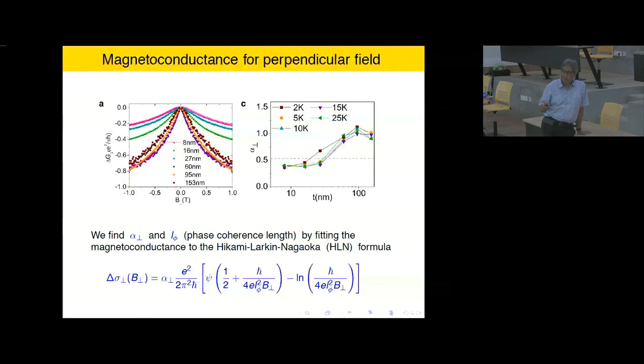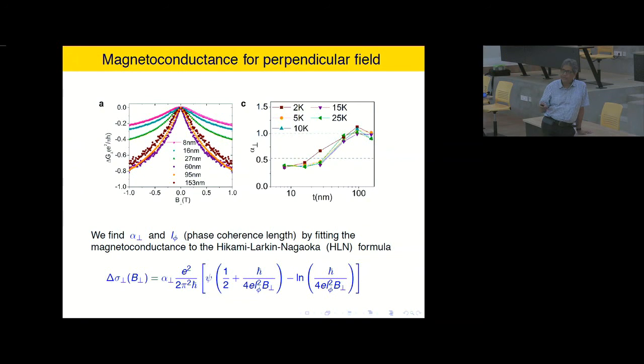Now given this data, there are two quantities that you can calculate by fitting the magnetoconductance to this famous formula by 3 people, Hikami, Larkin, Nagaoka. So it's a complicated formula. This is the digamma function. And so there are 2 parameters which appear here. One is the phase coherence length, which is L phi. And then there's this parameter which I'll call alpha perpendicular, because this is for the case of the perpendicular field.